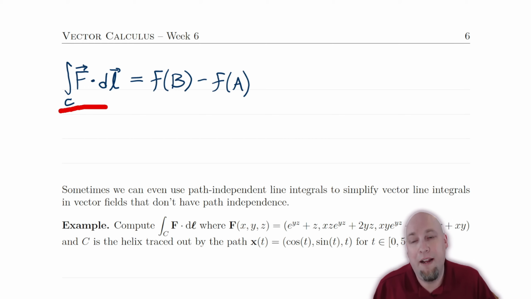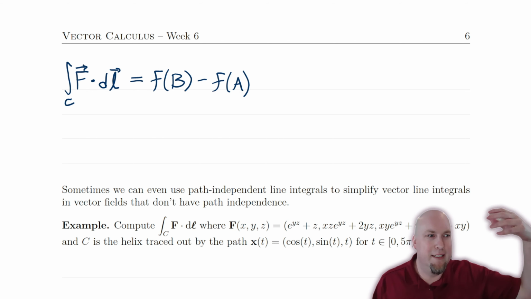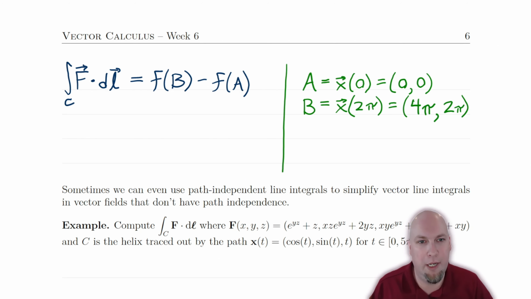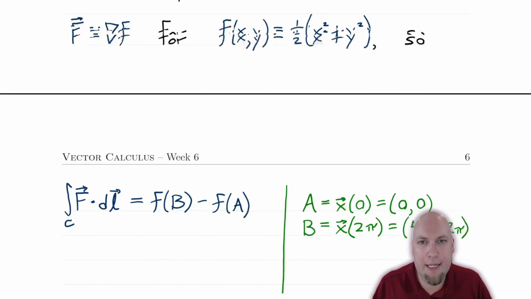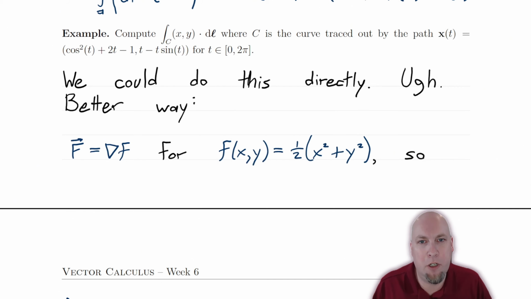Okay, so my vector line integral is the potential function at the right endpoint minus the potential function at the left endpoint, or maybe more accurately, the terminal point minus the initial point. So I've got to figure out what those are. What's big B? What's the endpoint? What's big A? That's the initial point. And I just scroll back up to see where my curve is going between.